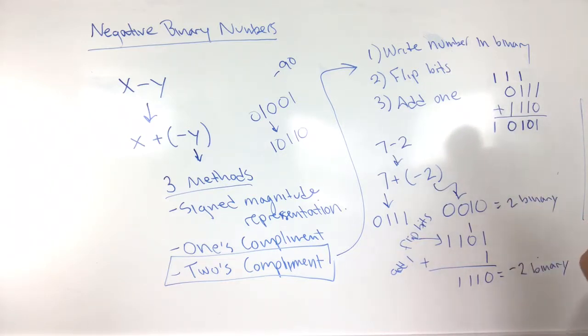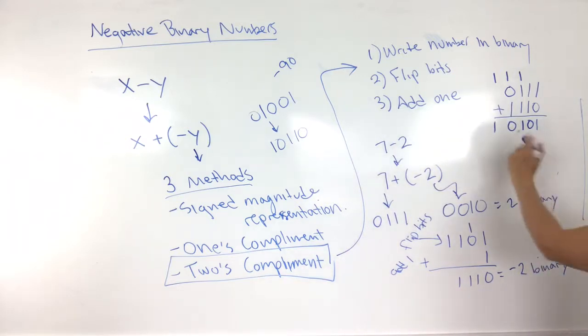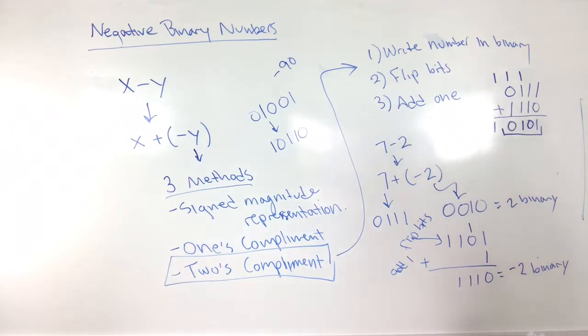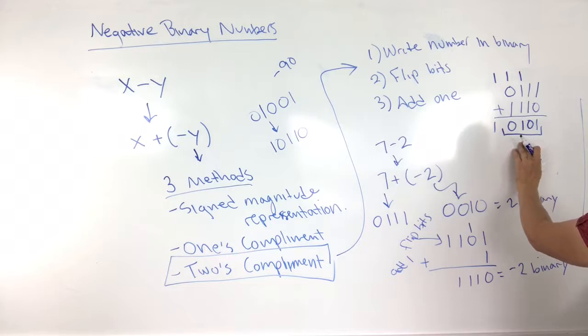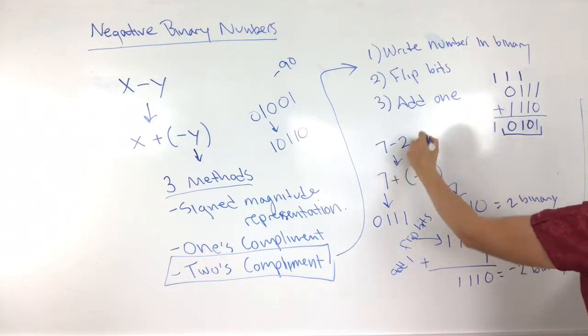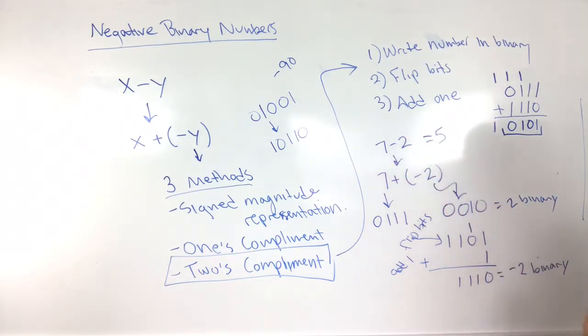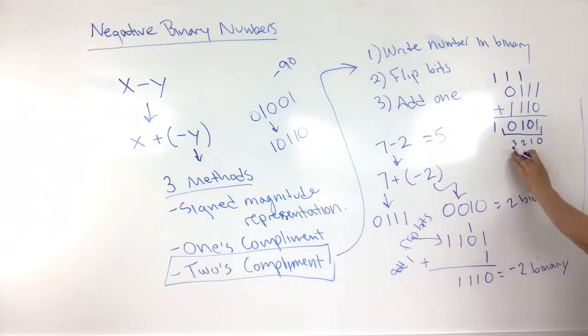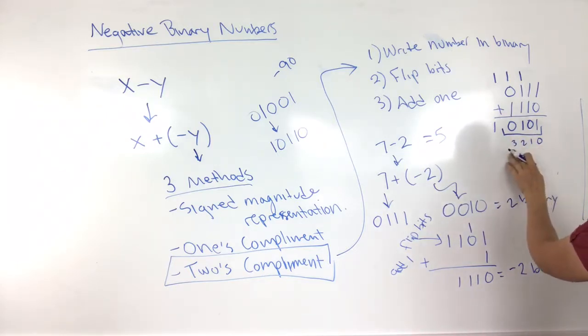Since we were assuming that we only had 4 bits available, this is the only portion that would be read. This 1 here would be dropped off as what's called an overflow. First of all, 7 minus 2 is equal to 5, so we're expecting to get 5. If we add this up, we have 0, 1, 2, 3. So we can verify this by just adding these up.